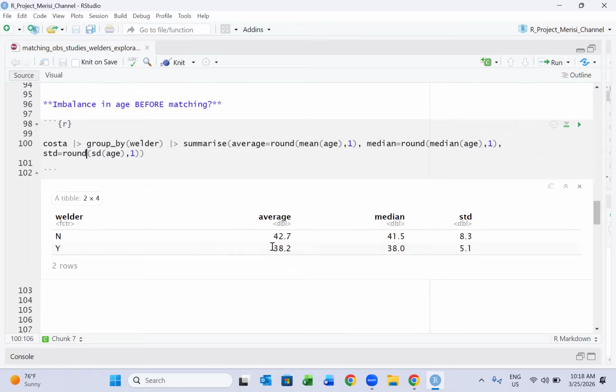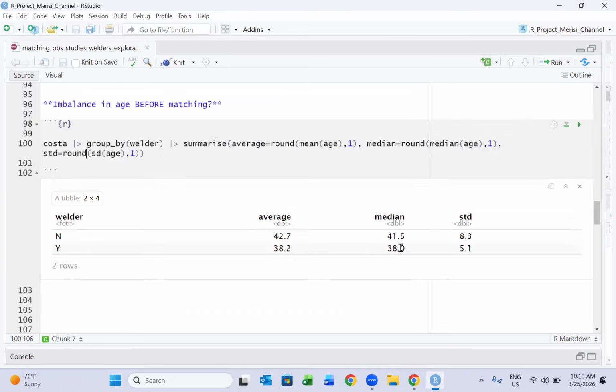And that's what we get. Here we can see if we observe the average age for non-welders and welders. We see that welders are 4.5 years younger, right? So that's the difference in average, 4.5 years. So welders are 4.5 years younger on average. And in terms of the median, welders have a median that is 3.5 years lower than controls, okay?